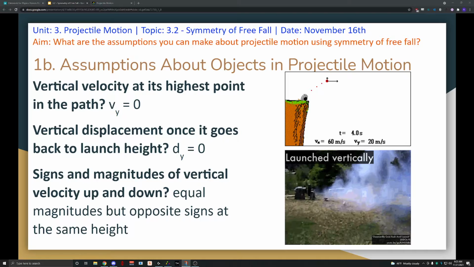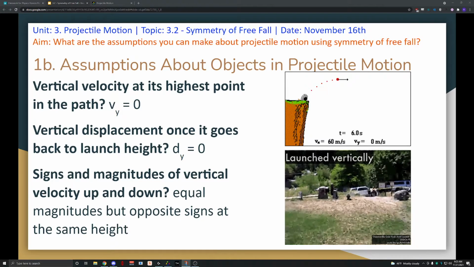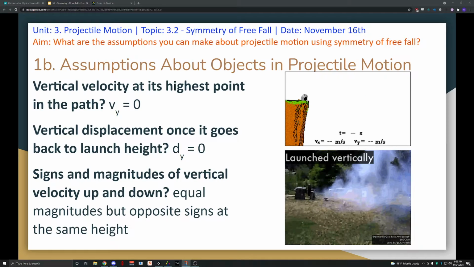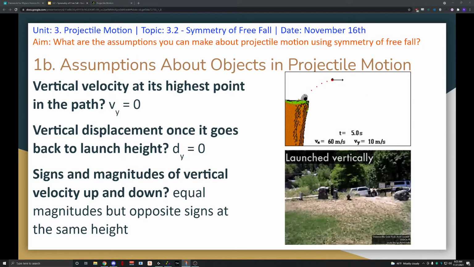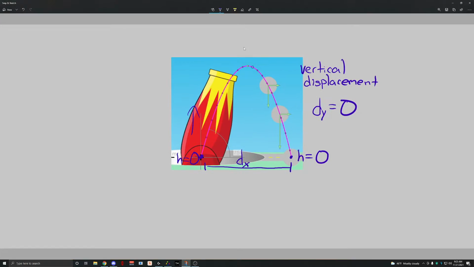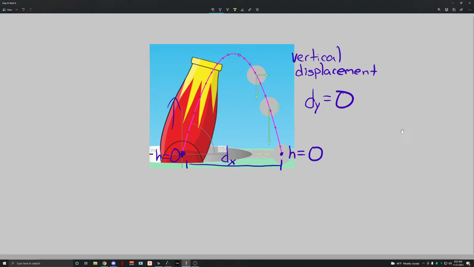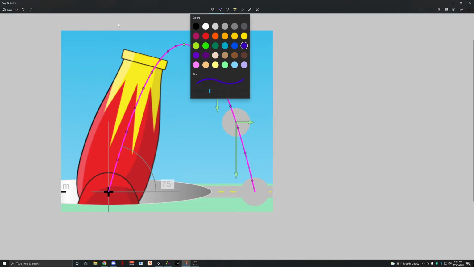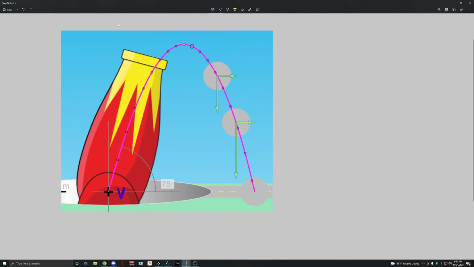The third assumption you can make is that the magnitudes of your vertical velocity are equal but opposite in sign, in direction, on your way up and down, which makes sense. For example, and I'm just making this number up, let's say you launch at an initial velocity of 50 meters per second, and that's upward. That's a positive velocity.